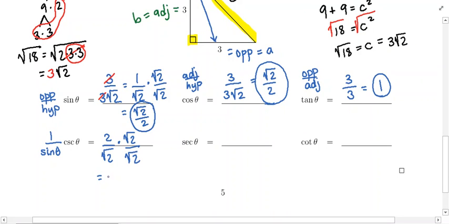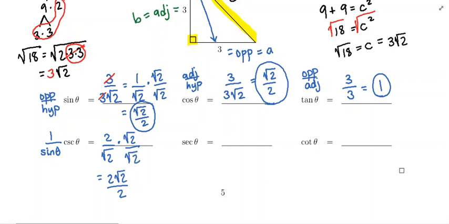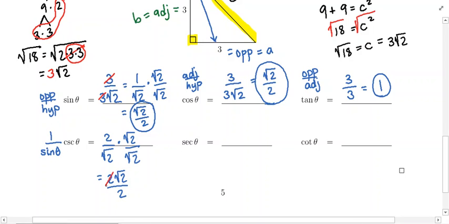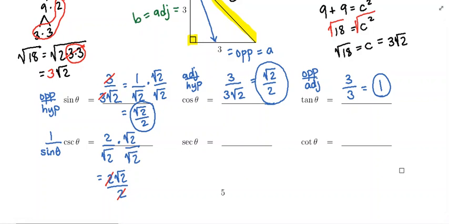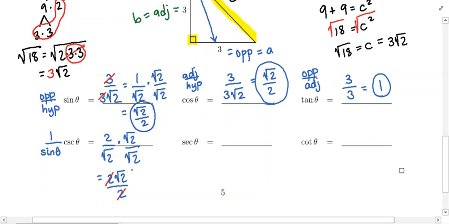So if we multiply across the top, we're going to get 2 square root of 2 over 2, and then there's a 2 in the top and there's a 2 in the bottom. Remember, you cannot divide into what's under the square root. But there's a 2 on the outside and then 2 in the denominator. Those cancel, and so the cosecant of theta is the square root of 2.